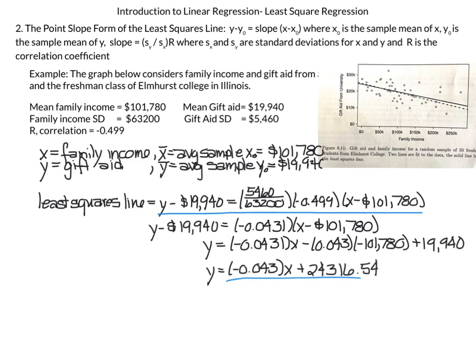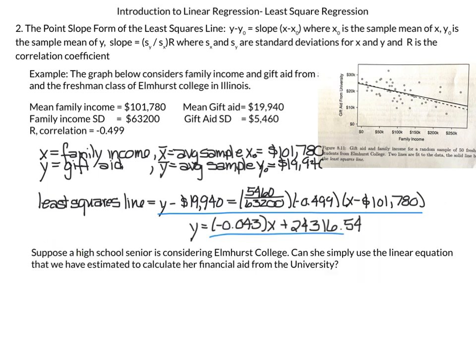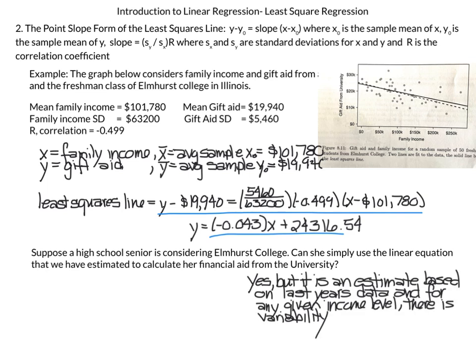And something I want to mention, this line here is the solid line in this picture. So the solid line in this graph is the least squares line. We have a question. Suppose a high school senior is considering Elmhurst College. Can she simply use the linear equation that we have estimated to calculate her financial aid from the university? And the answer is yes, but it is an estimate based on last year's data, and for any given income level, there is variability. Again, this is last year's data. Who knows what financial aid is going to be this year?